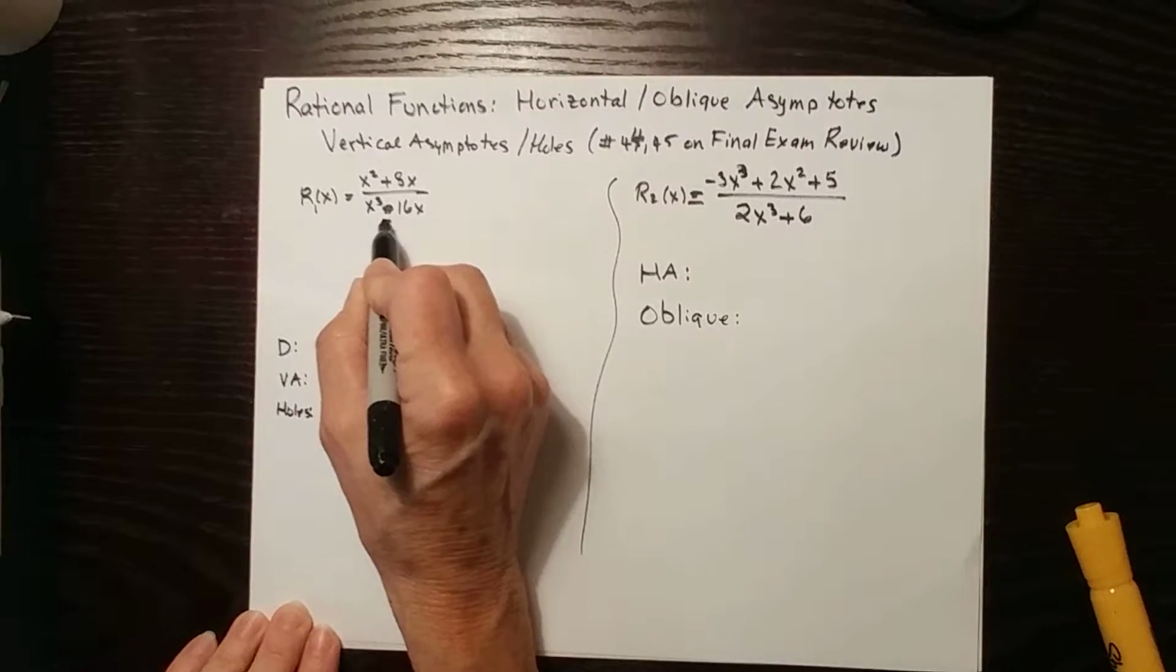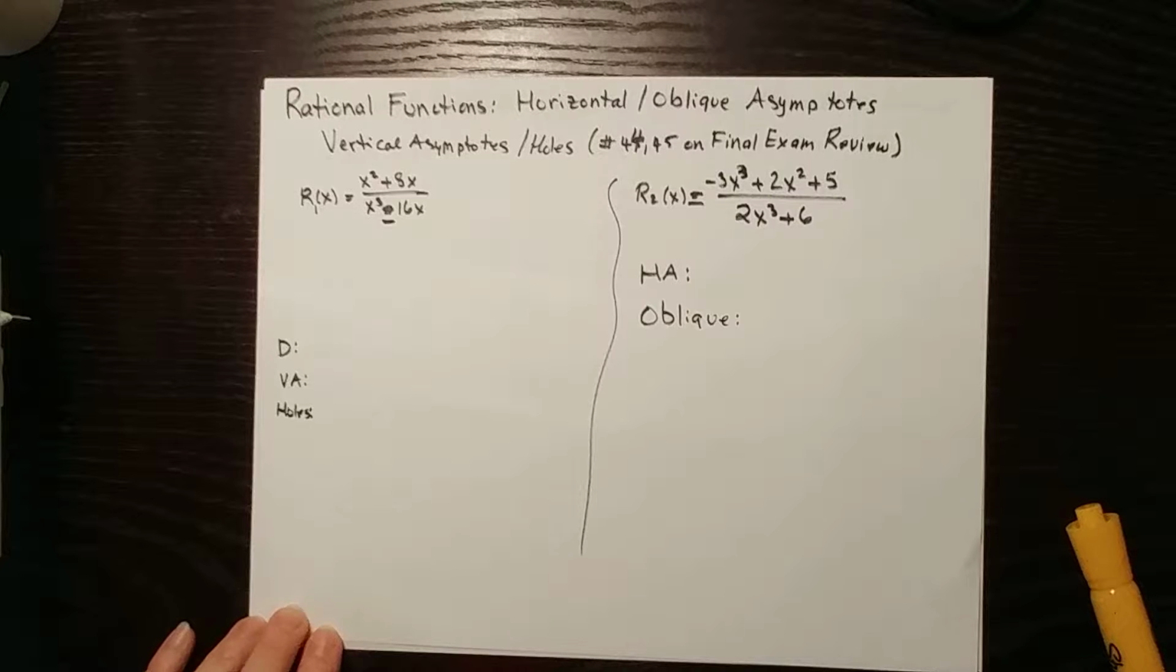And also I noticed that this is a minus. I wrote this down wrong. It's correct on the review, it just wasn't right on this piece of paper. All right, so the first function, r1 of x, which is equal to x squared plus 8x over x cubed minus 16x, we are asked to find the domain, the vertical asymptotes, and the holes if they exist.